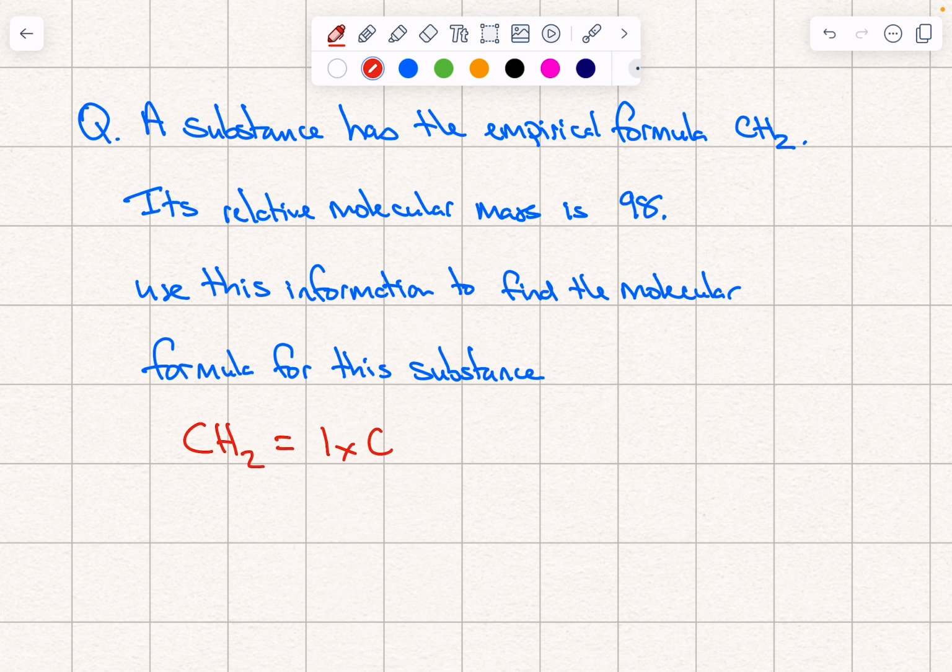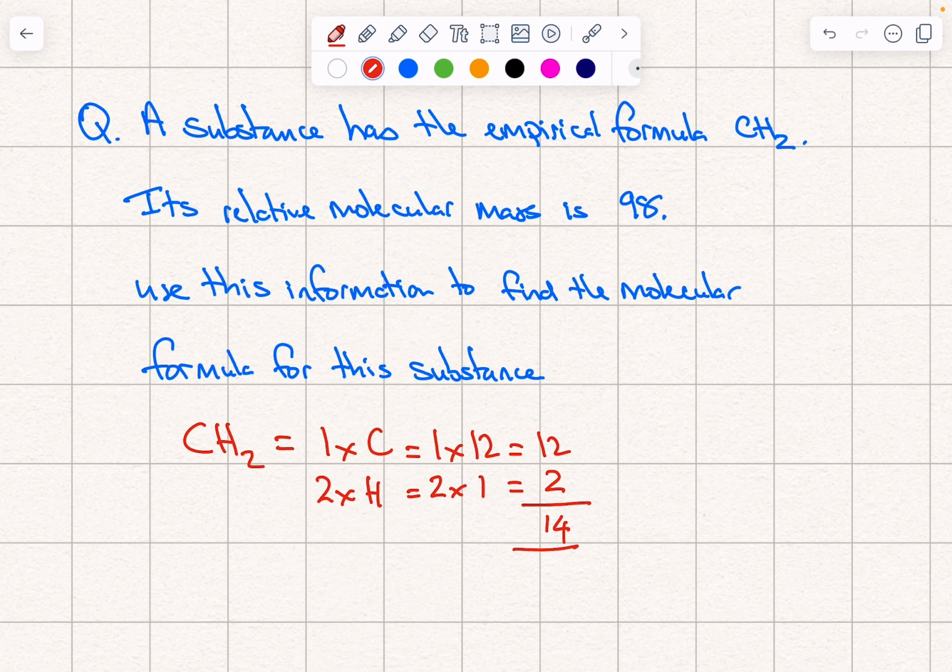So in here we've got 1 carbon, we've got 2 lots of hydrogen, so 1 times the mass of carbon is 1 times 12, and then 2 times the mass of hydrogen is 2. Add those up and we get a total of 14.